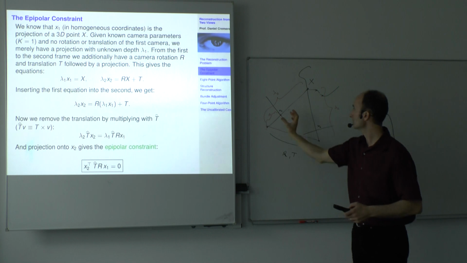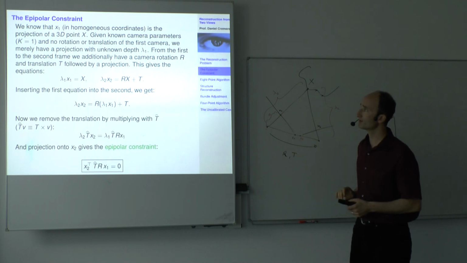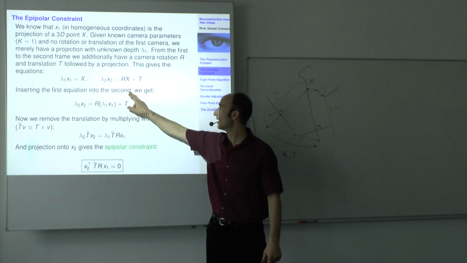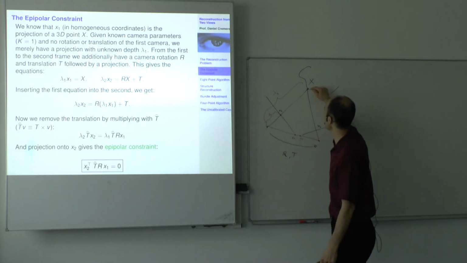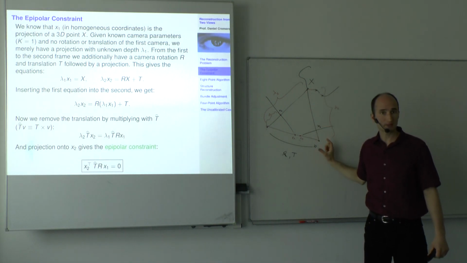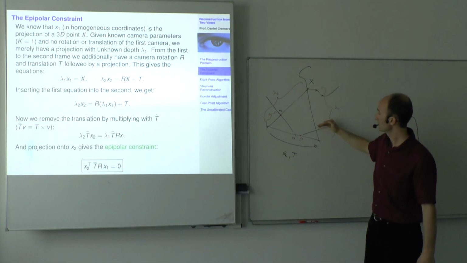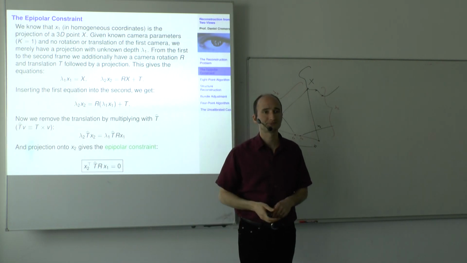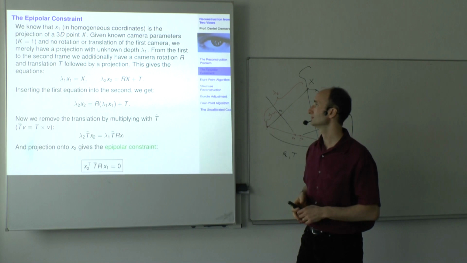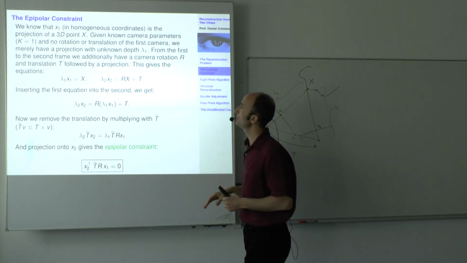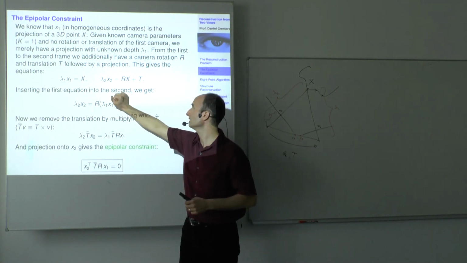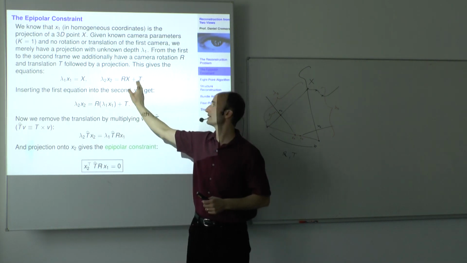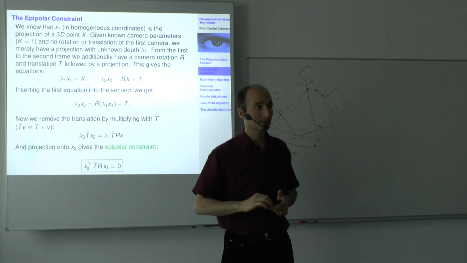Then we have to get into the coordinates of the second camera, and that is done by rotation and translation. So Rx plus T is the same 3D point, but in coordinates of the second camera. And division by lambda gives us the 2D coordinate x2. And so we have these two equations to fulfill. We need a translation, rotation and a 3D location such that both equations are correct.